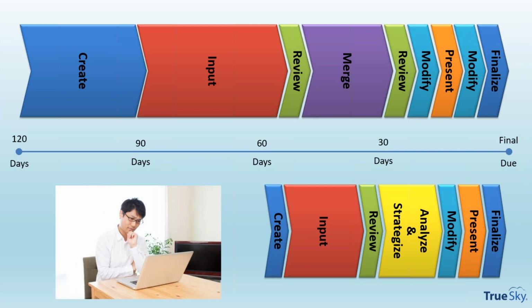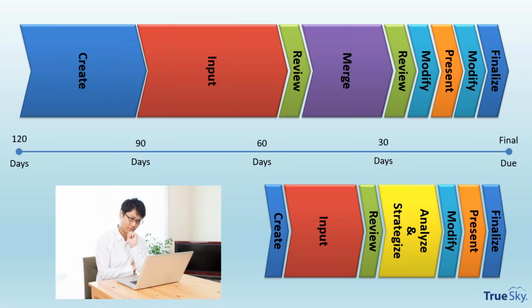Well, in the TrueSky world, you'll see something like what you see down below, where the time it takes to create drops dramatically because you have budget templates that are reusable from budget cycle to budget cycle and that automatically integrate with your source data. You have layouts and tools that help get your people in and out of the process as quick as possible. And then that merge goes away completely and is handled automatically by the system.